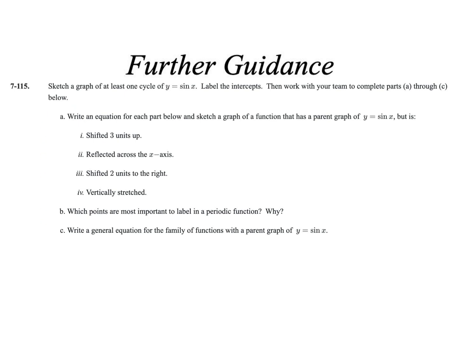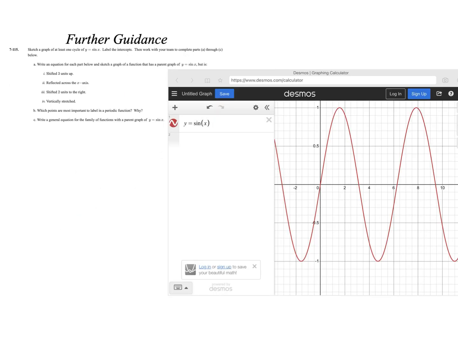So let's see what this looks like in Desmos. Okay, so I've got sine of x here. I've got it going from down here, at about negative pi, out to about 4 pi. There's a little bit that is cut off here, but I just have more than one cycle to show that.